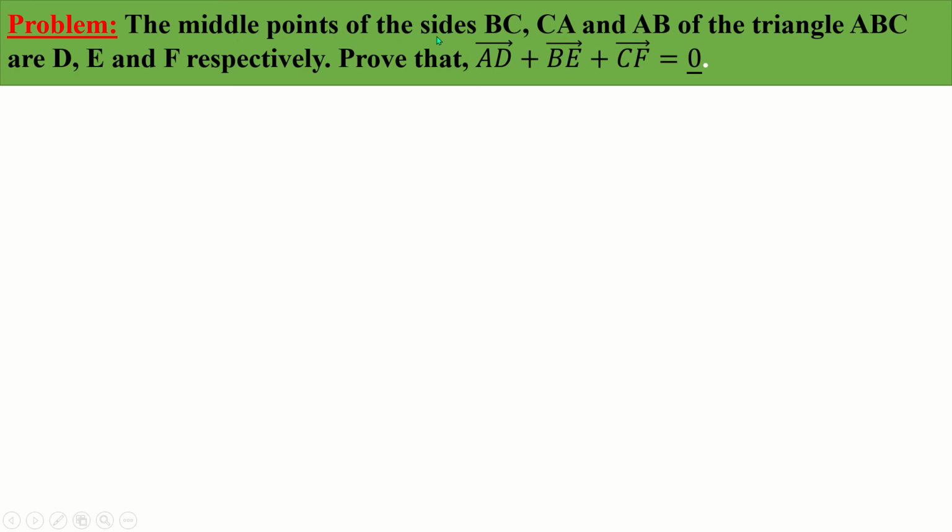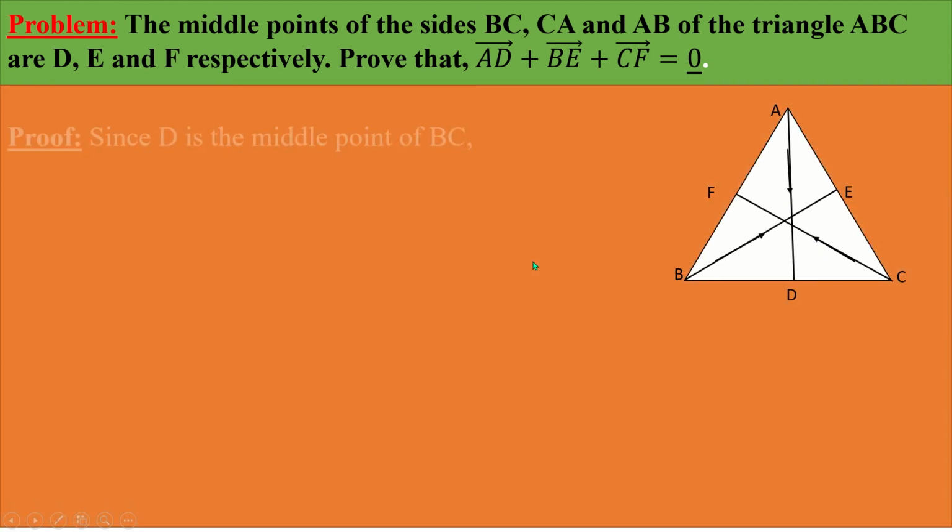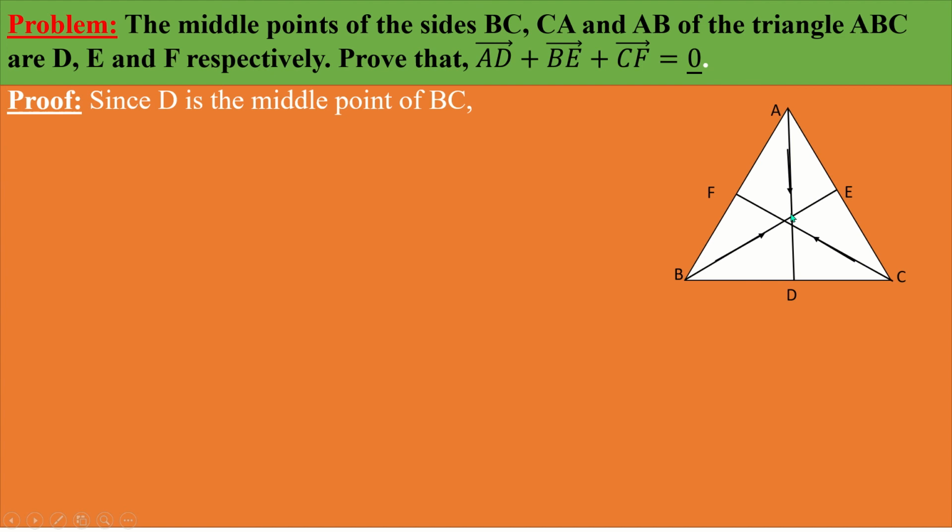Problem: the middle points of the sides BC, CA and AB of the triangle ABC are D, E and F respectively. Prove that AD vector plus BE vector plus CF vector is equal to 0 vector. Solution. Here is a figure. D, E and F are the middle points of BC, CA and AB. As D is the middle point of BC, we can write AD vector equals AB vector plus AC vector divided by 2. That means half into AB vector plus AC vector.